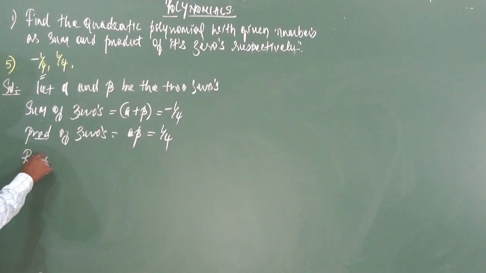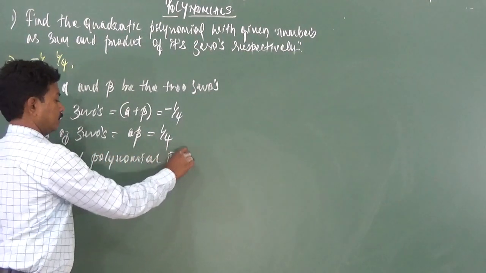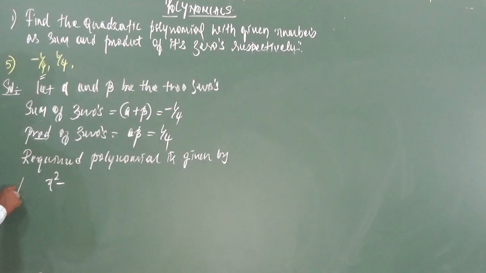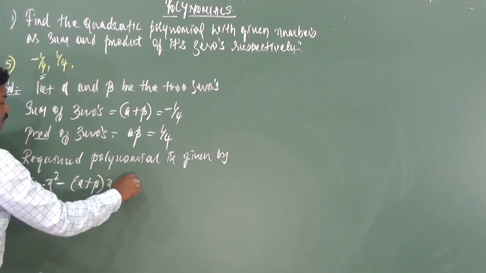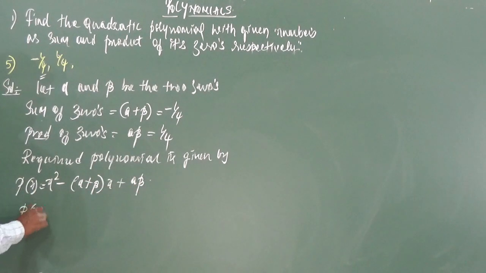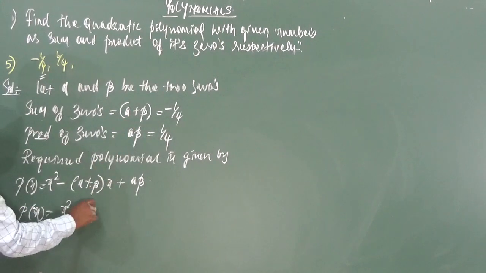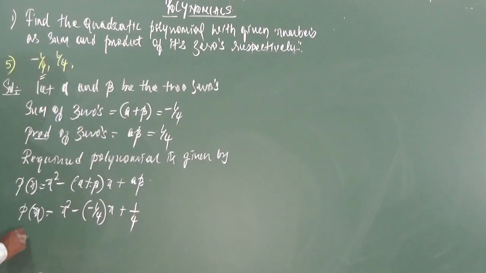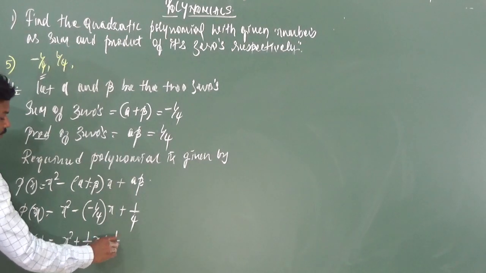The required polynomial is given by, very simple, p(x) = x² − (α + β)x + αβ. So p(x) = x² − (α + β), where α + β is −1/4, times x, plus αβ, which is 1/4. No problem. So p(x) = x² + 1/4 x + 1/4, as minus into minus becomes plus.